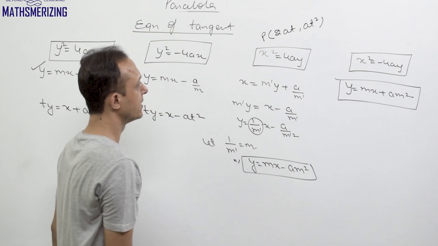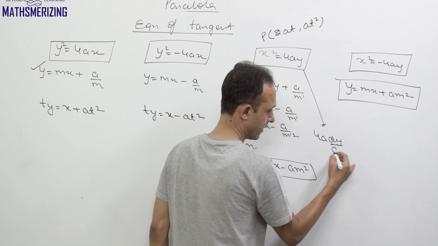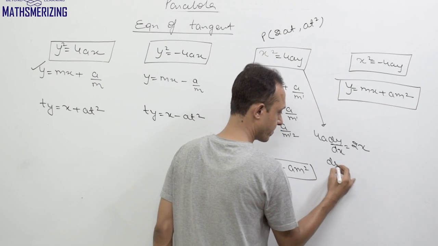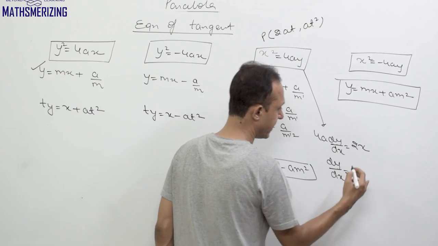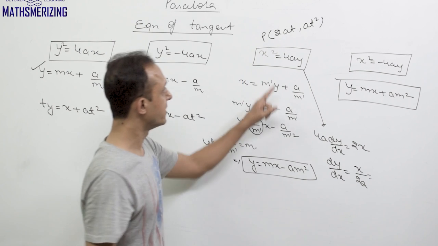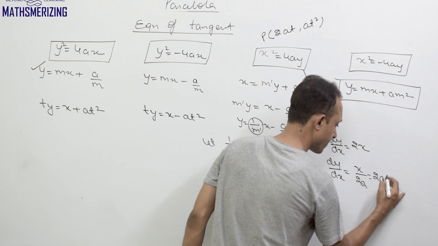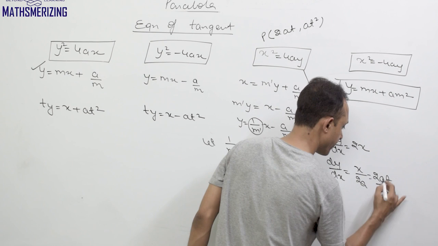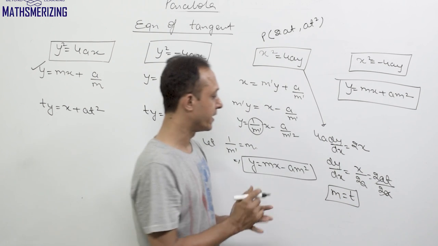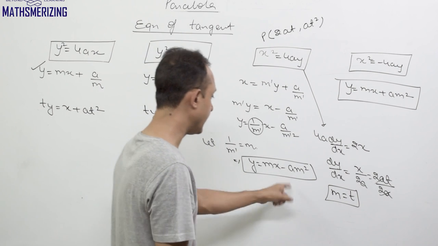Now if we differentiate this curve, we can write 4a dy by dx, and this should be equal to what? 2x. So dy by dx equals x upon 2a, and what's x in this case? x in this case is simply 2at. So 2at upon 2a. So for this third form, slope of tangent will be equal to this value t. So we will replace m with t.